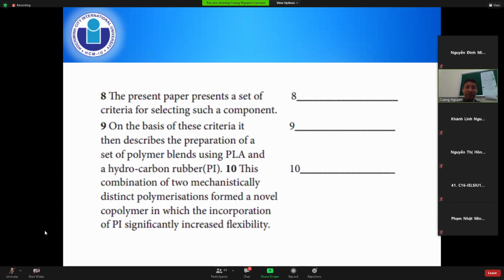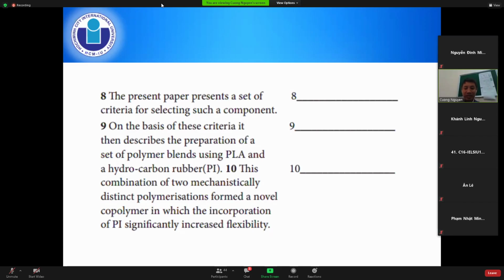Number 9. Ân Lê. Yes, teacher. I think the purpose of sentence number 9 is to give us some details about the methodology of the paper. Okay, that's correct. Yeah, something about the bridge, right? Something about the study that you're doing. And number 9 is about the methods you used to conduct the study.